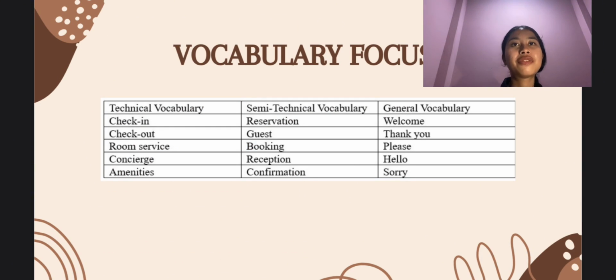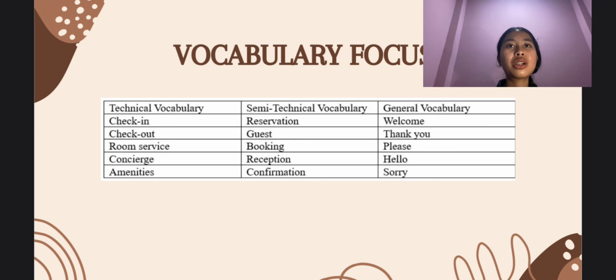Next, vocabulary focus. First, technical vocabulary, for example, check-in, check-out, room service, concierge, and amenities. The second, semi-technical vocabulary, for example, reservation, guest, booking, reception, and confirmation. And the general vocabulary, for example, welcome, thank you, please, hello, and sorry.